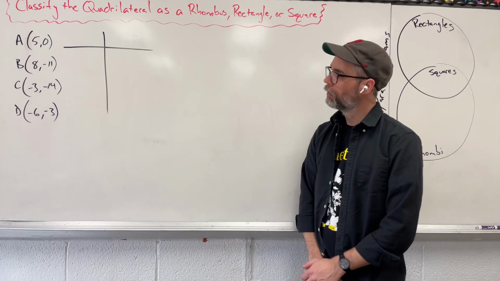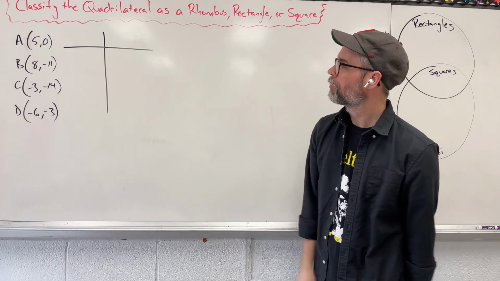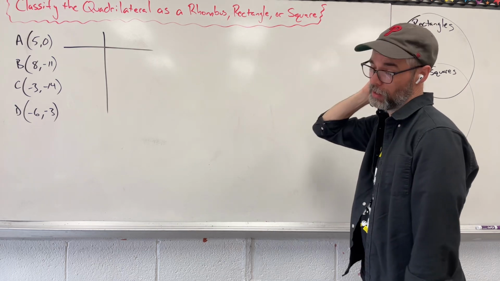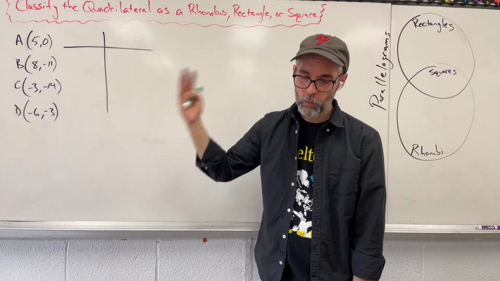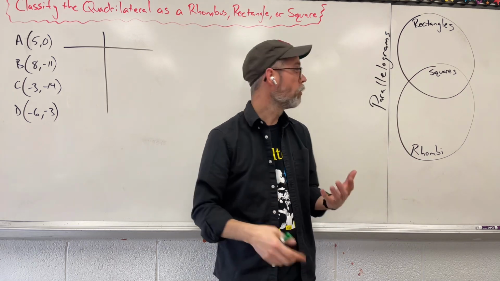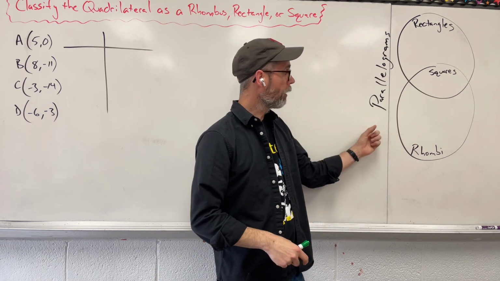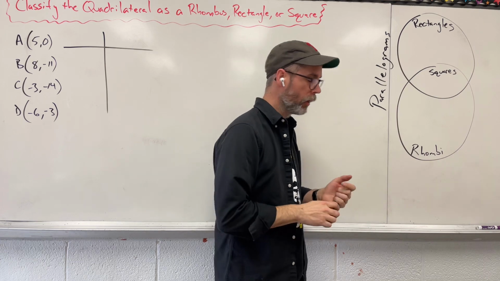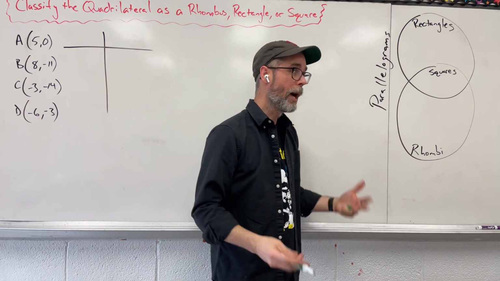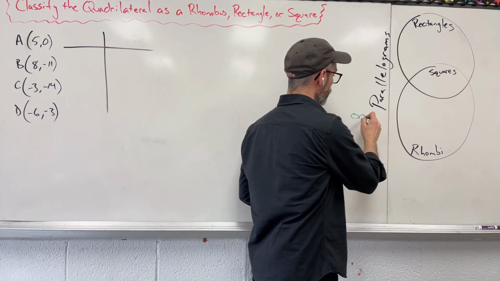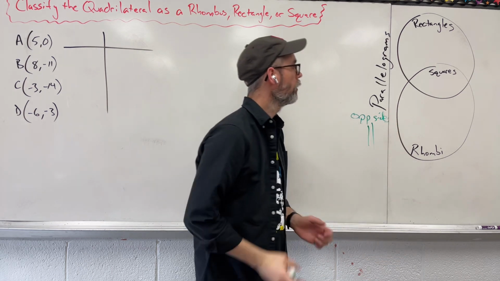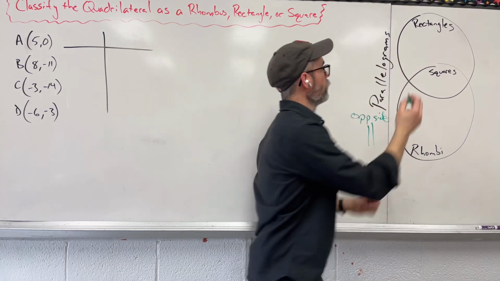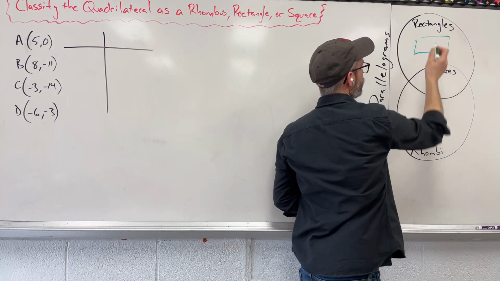Hi, today we're going to take a look at coordinate geometry, graphing a quadrilateral, seeing if it is a rhombus, rectangle, or square. Now, we need to understand what the difference is between those three. So, a parallelogram is any four-sided figure that has opposite sides that are parallel. So, opposite sides parallel.